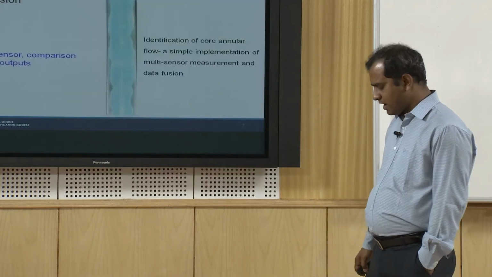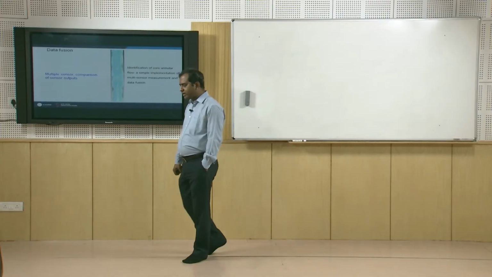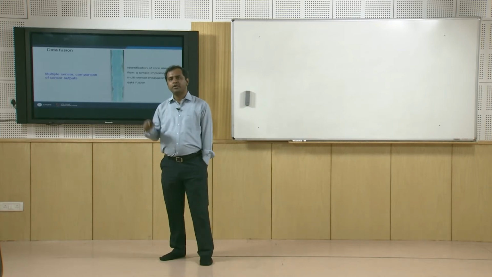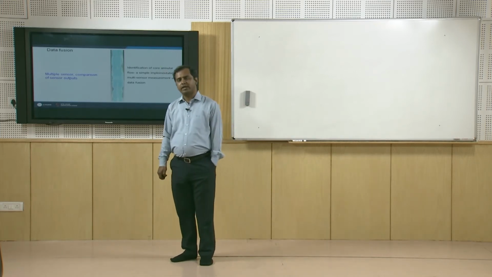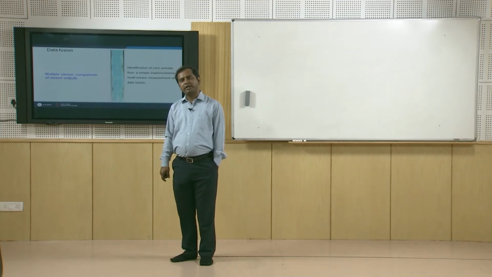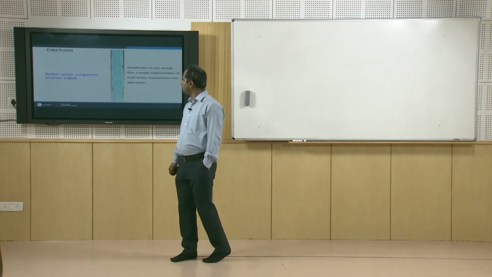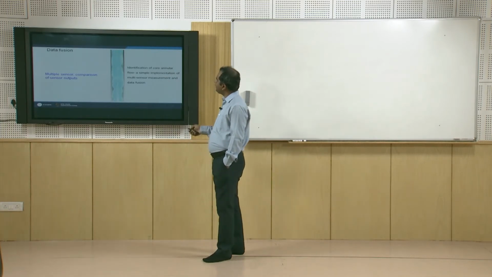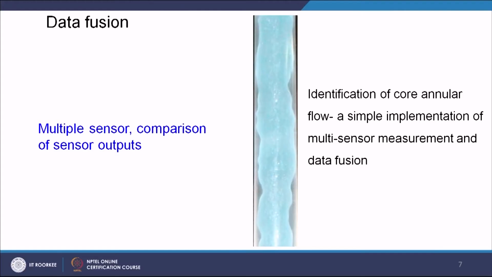Okay, next I will be quickly moving to different techniques. First I will be showing you data fusion, okay, how using multiple sensors and data fusion you can find quantitative signals. Here I will be using a typical flow called core annular flow.